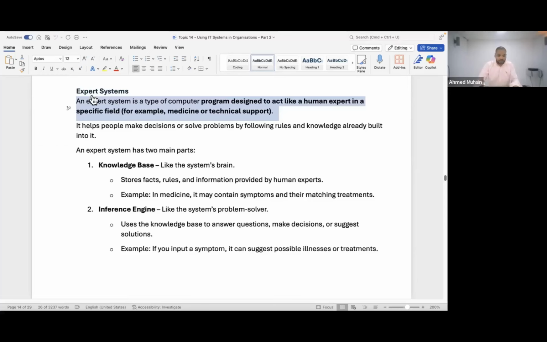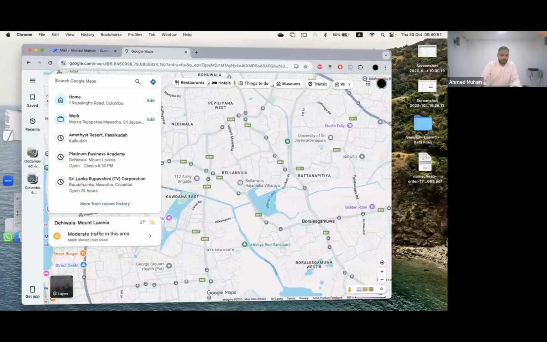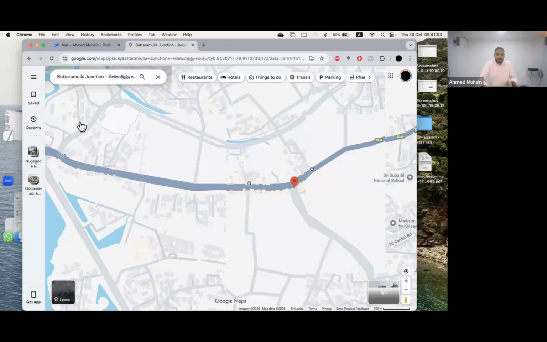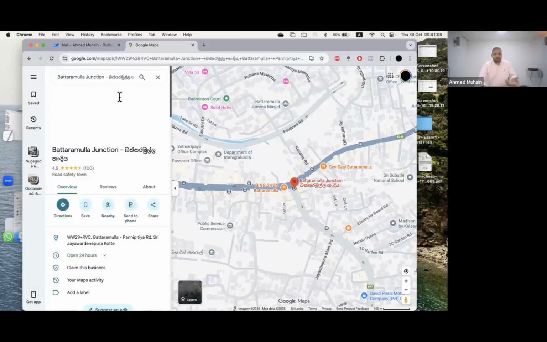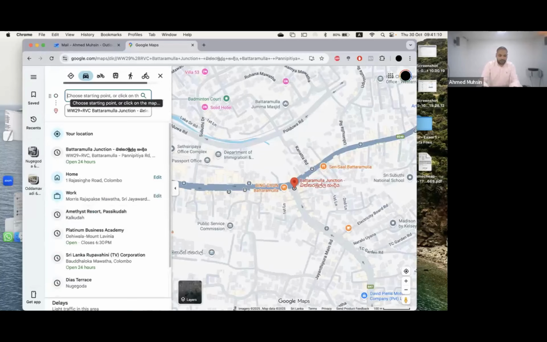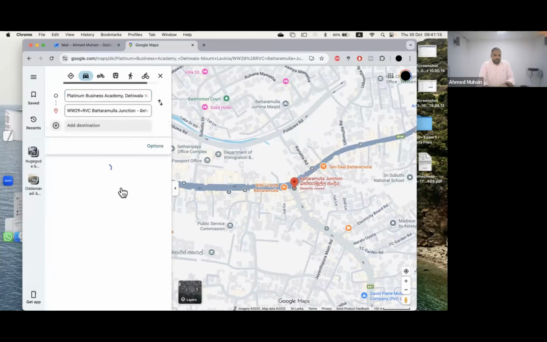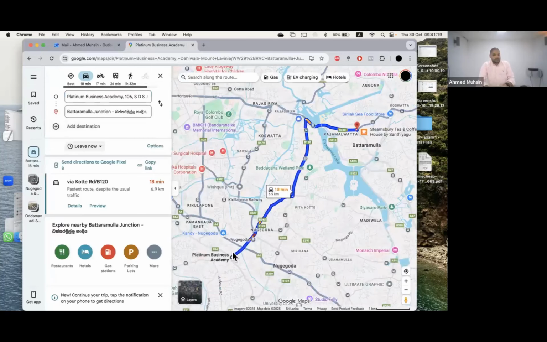I'll give you all a real life example. Look here. I can simply come into Google Maps and say, you know what, I want to go to Bataramula Junction, for example. When I click over here, just like a human would ask you, where are you starting from? When I say directions, it asks me, what's your starting point? So I'll say, for example, I'm starting at Platinum Business Academy. And now it's giving me an option. It's saying, this is the route that you can take to go from here to there.